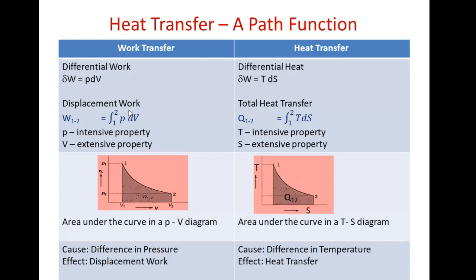If you want to determine the displacement work, total work, then W1 to 2 is integral PdV between the states 1 to 2. If you want to determine the total heat transfer, Q1 to 2, Q refers to heat transfer, Q1 to 2 equal to integral 1 to 2 TdS between state 1 to state 2, where P is an intensive property and V is an extensive property. Here T is an intensive property, that means it does not depend upon the mass, whereas S is an extensive property which depends upon the mass.